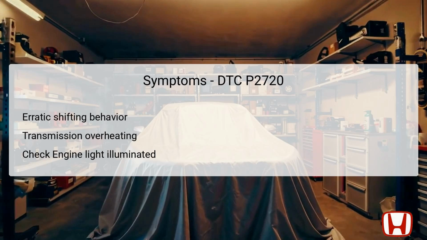Potential symptoms associated with the DTC P2720 may arise in various forms. Drivers may notice erratic shifting behavior, where the transmission struggles to shift smoothly between gears, especially during acceleration. Another significant symptom could be transmission overheating, which may occur if the system attempts to compensate for the pressure control issue. The check engine light being illuminated usually alerts the driver to any underlying faults detected by the vehicle's onboard diagnostics, including the DTC P2720.